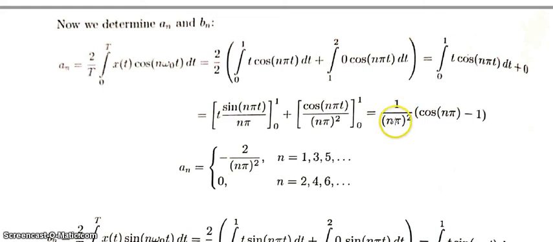What remains is simply 1 by n pi the whole square into cos n pi minus 1, and we know cos n pi value is 1 when n is even, therefore coefficient an will be 0 for even values of n. When n is odd, cos n pi is minus 1, therefore the an value is minus 2 by n pi the whole square for odd values of n. Okay, the remaining we will see in the next lecture.